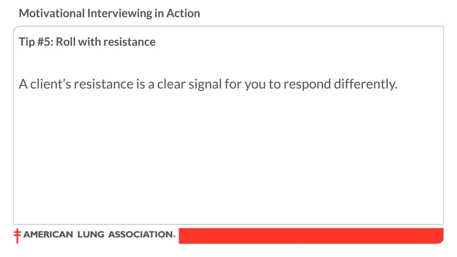Tip number 5, you want to roll with resistance. A client's resistance is a clear signal for you to respond differently. When you encounter resistance from a participant, stop talking, listen, put yourself in the person's shoes, and hear things from his or her perspective. Resistance talk is the opposite of change talk and moves people away from change.